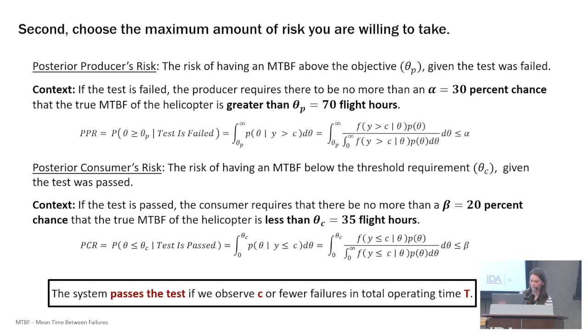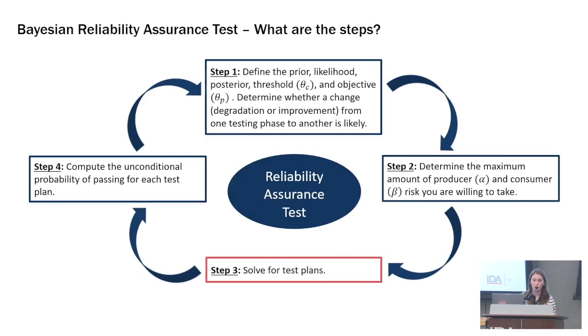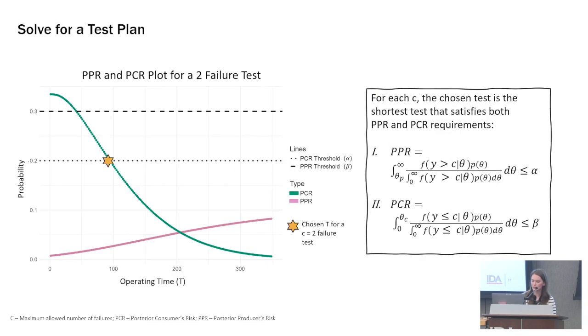Okay, so once we have these equations, we can solve for a test plan, and it's essentially just solving those systems of equations. From here, it's pretty simple. For each number of failures you're willing to consider in your test plan, the chosen test is the shortest test that satisfies both the posterior consumer risk and posterior producer risk thresholds.